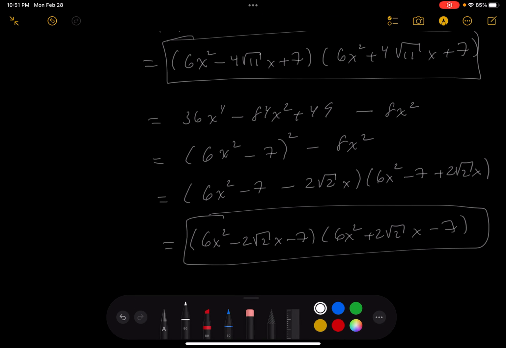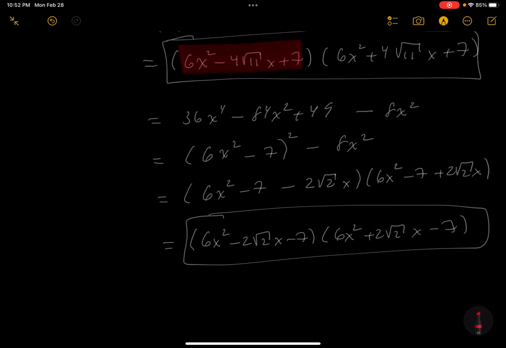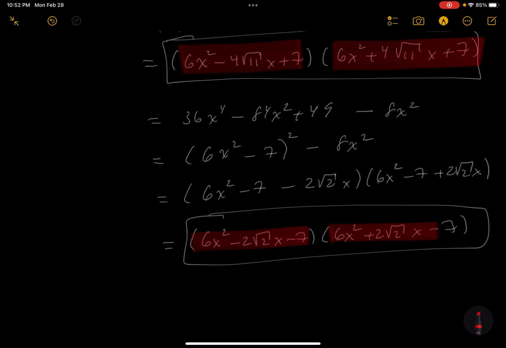Now I'm going to get my red pen out. I'm going to look at the answer key and see how we did. And I'm going to check it. And do I see this guy? 6x squared minus 4 root 11x, yes, plus 7. I see this factor. Looking good. Do I see this? Let's take a look. I'm seeing it. And I'm seeing it. All right, let's move on.